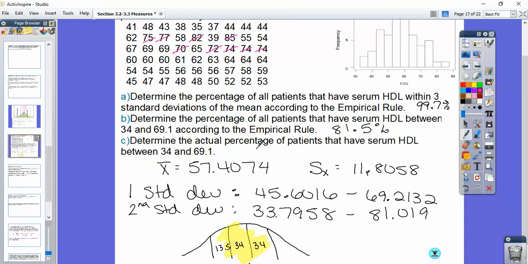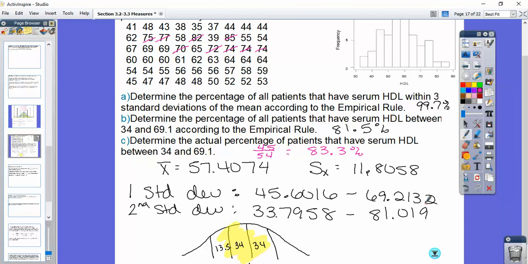So that means out of my actual patients, there were 54. 45 of them did meet that criteria. So if you want that as a percent, 45 over 54, that's 83.3%.